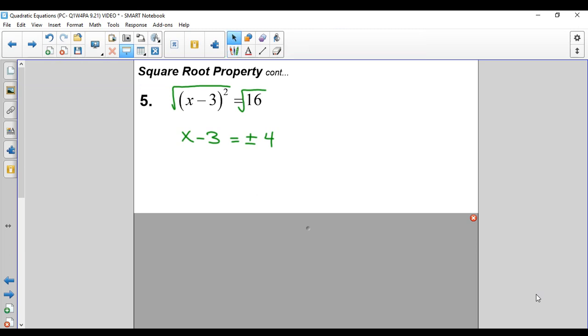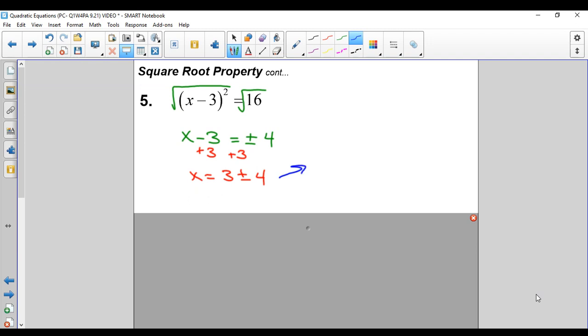We add 3 to both sides to get x by itself after this. Get x equals 3 plus or minus 4. Now, since there's no radicals left over, you can tell me my solutions. I have 2 solutions. I have 3 plus 4, which is 7. Then I have 3 minus 4, which is negative 1. Those are my 2 solutions.